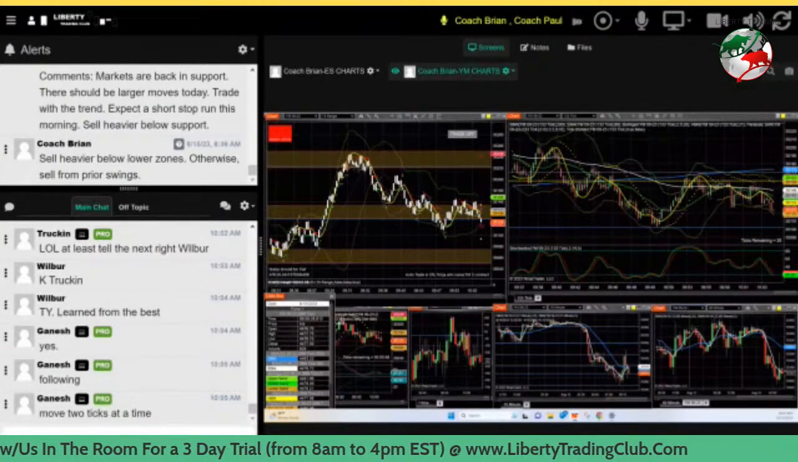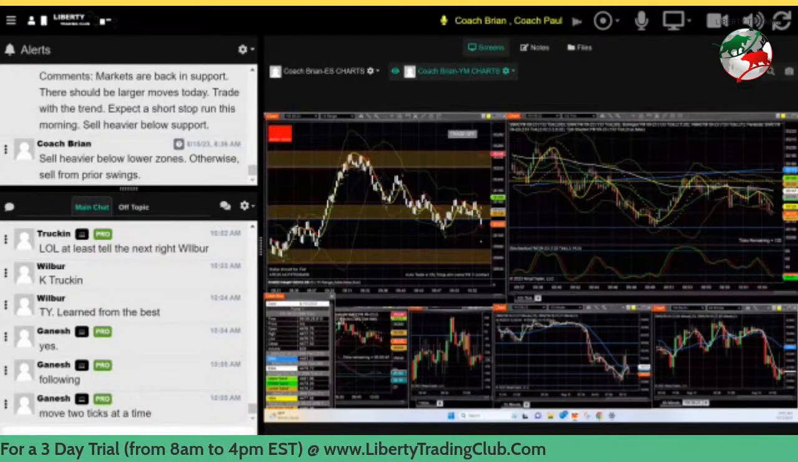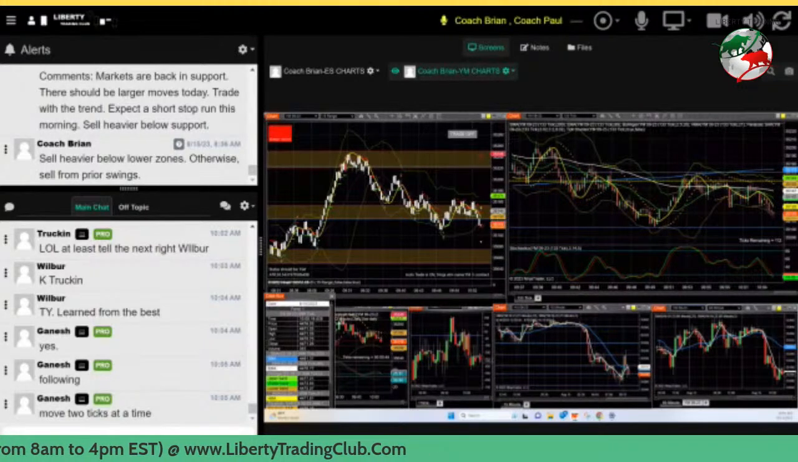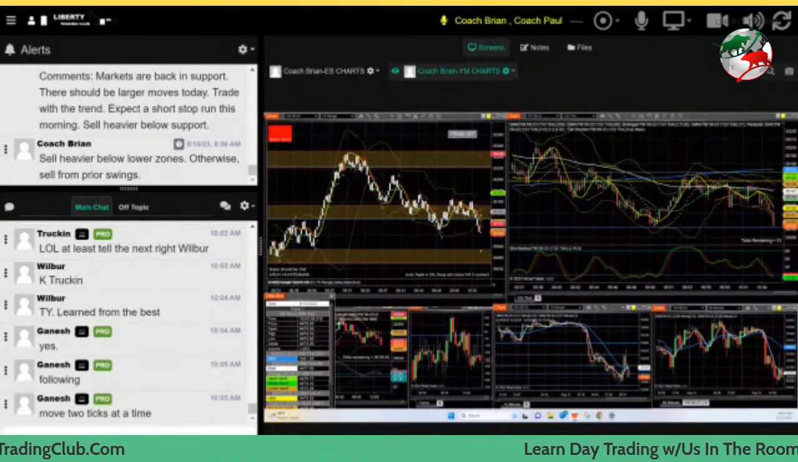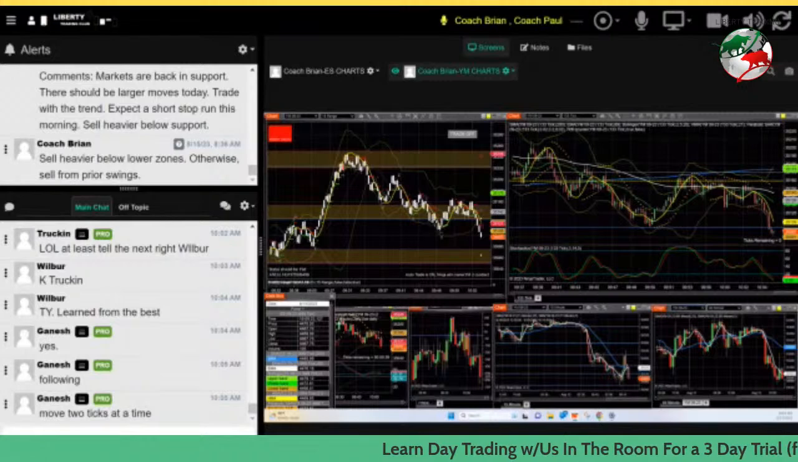Yeah, a couple ticks at a time. Every time you see a new low, a couple ticks, Ganesh. That's kind of the idea here. New little low, you can move it down a couple ticks at a time. Look for these little areas. There we go. There we go.